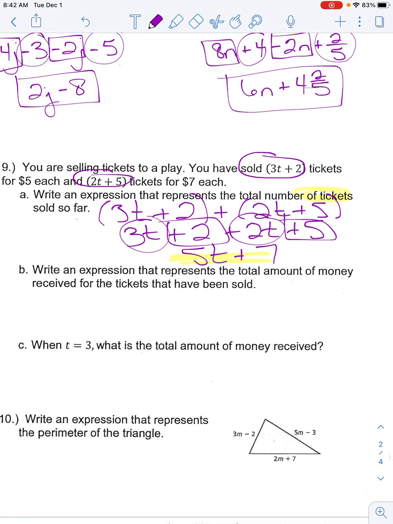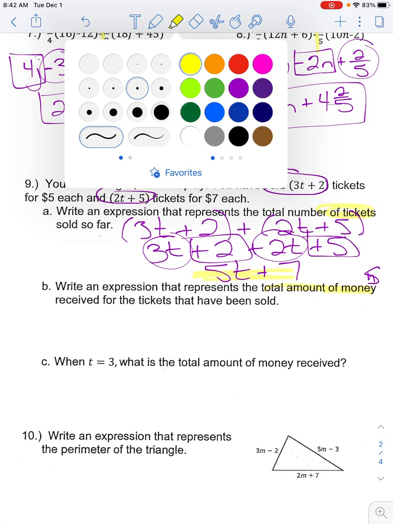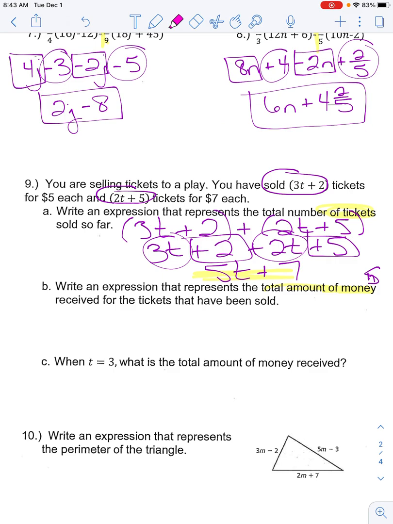In B, now we're going to write an expression that represents the total amount of money received for the tickets that have been sold. So now when we go back up to the problem, I'm going to change the color I'm highlighting. So now it says you have sold 3T plus 2 tickets for $5 each. We're going to write that like this. 3T plus 2 and the 5 on the outside because they're $5 each. So we're going to distribute the 5.